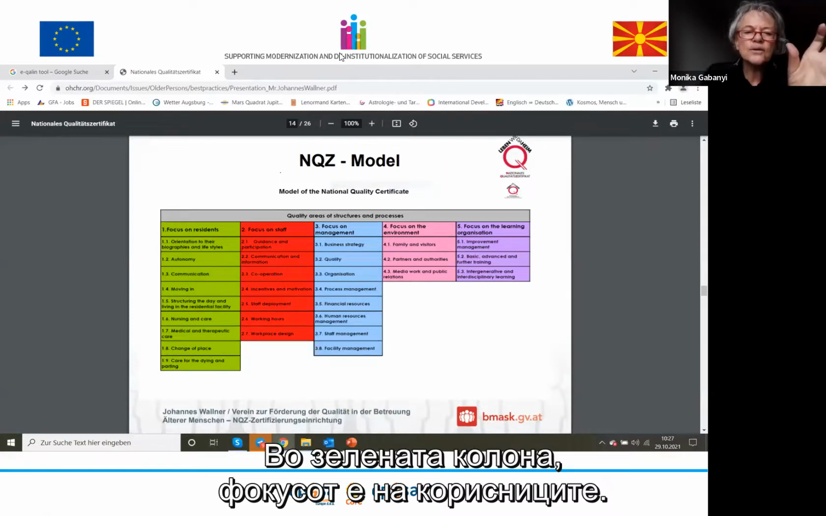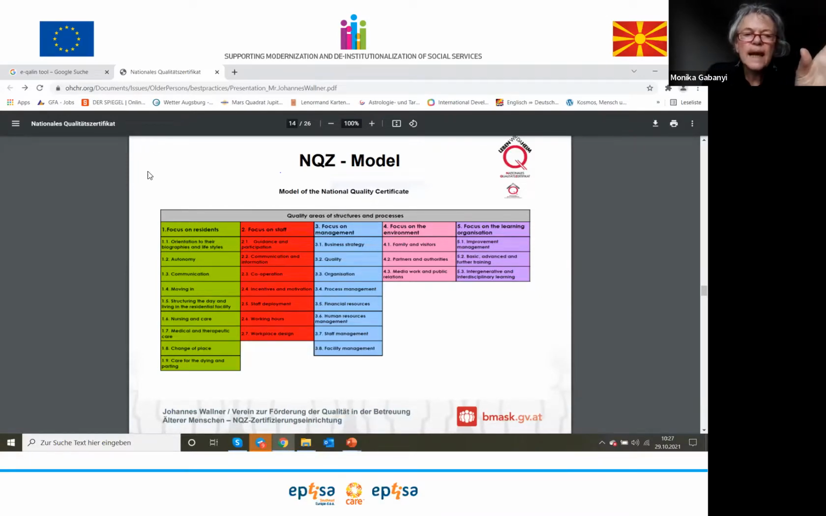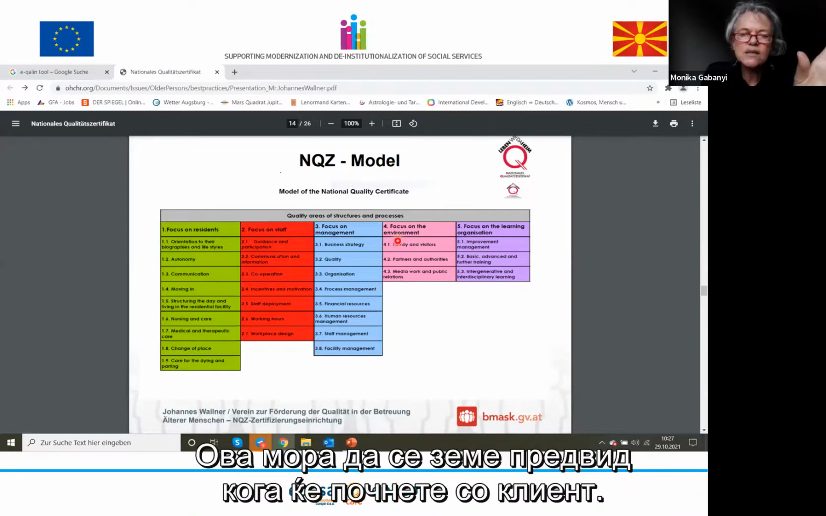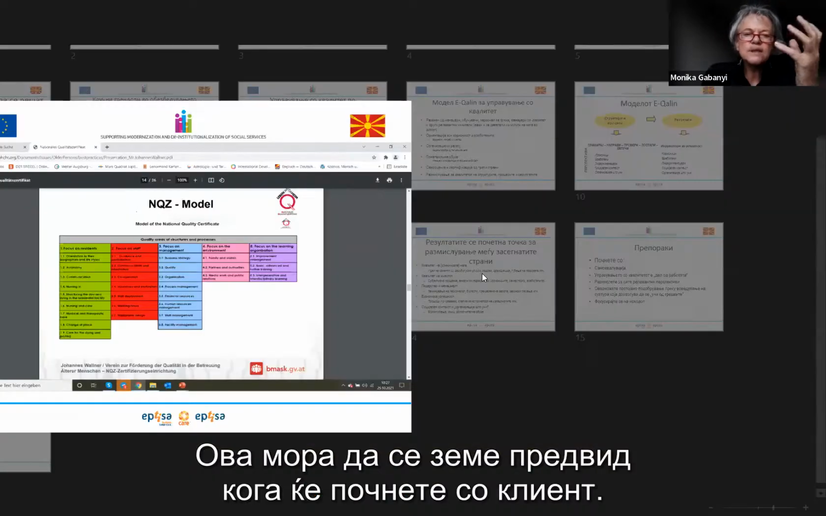So on the green column is the focus on the residents, and it is the orientation to their biography and their lifestyle. This has to be taken into account when you start working with a client.